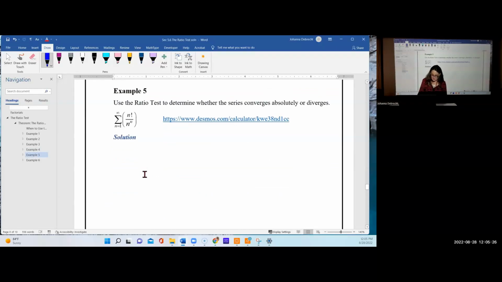Let's take a look at this one. Now this one is a little bit of an interesting one. This is the first time we've seen the tower function. We have n to the n power, which is a tower function, which grows the fastest of all possible functions.